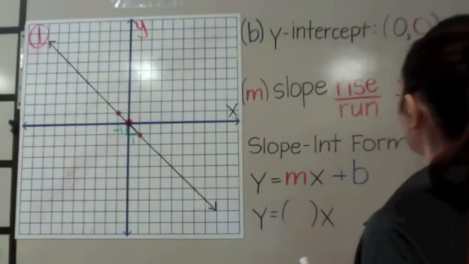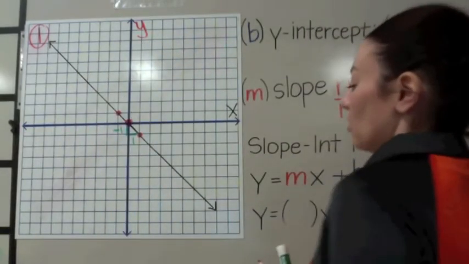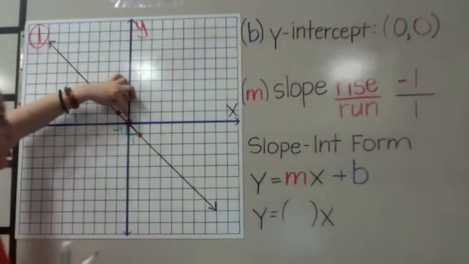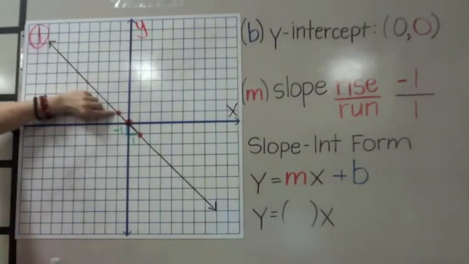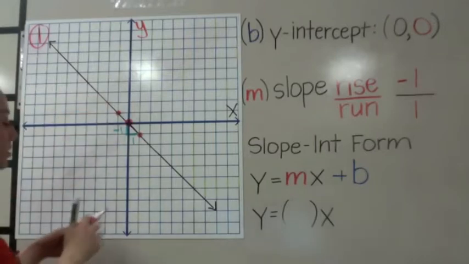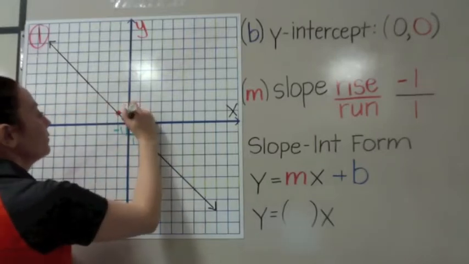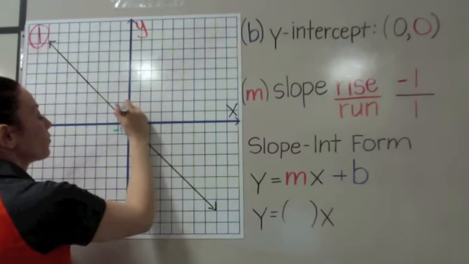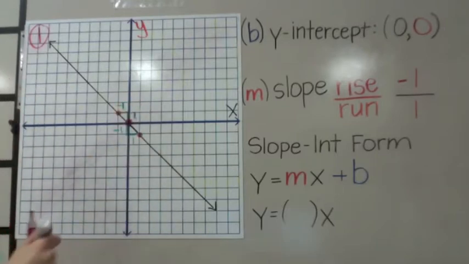It's -1 over 1. However, couldn't we go in the other direction to get to this point right here? Yes, we could go up 1 as well, rise up 1 and run over -1. Can you see that?